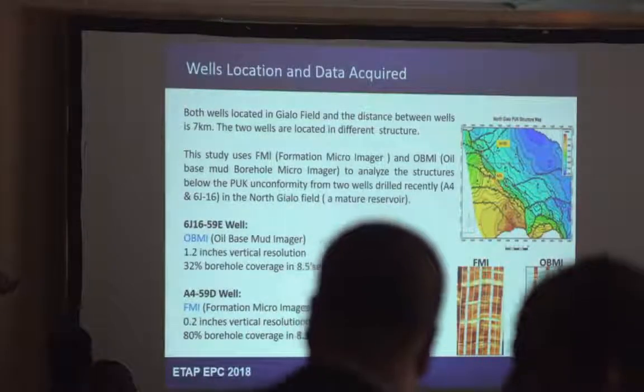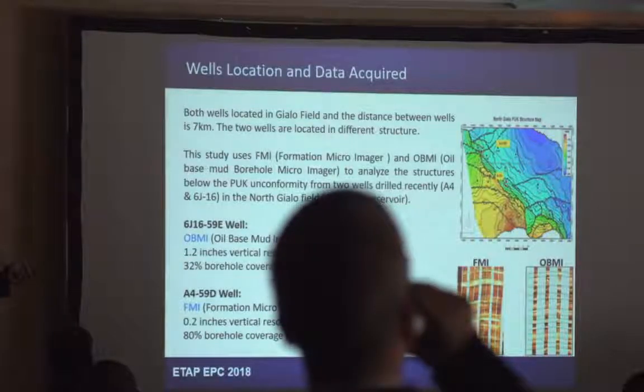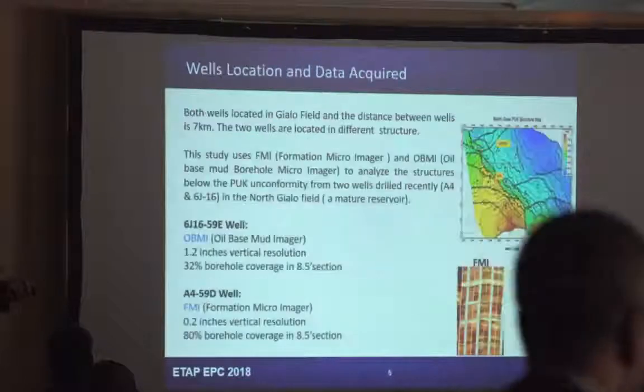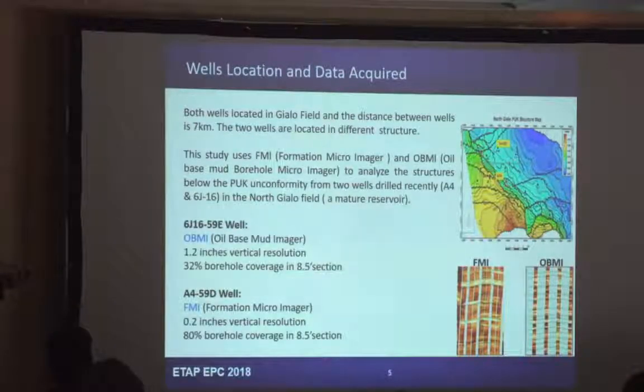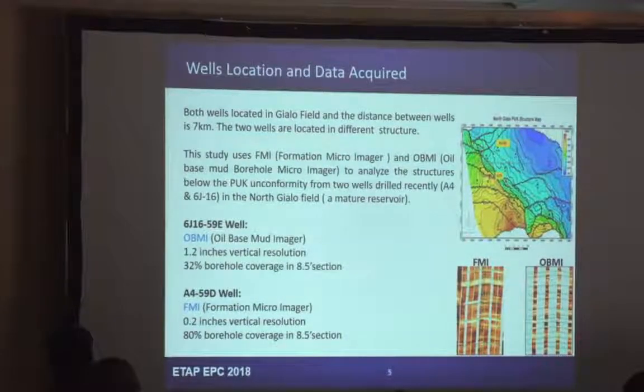As you can see here in the structural map, both wells are located in Jalu field. This is the A4 59D, and this is the 6J16 59E. The two wells are located in different structures. We tried to use new high resolution technology. We used OBMI, oil-based mud imager, in 6J16, and we used FMI in A459D.